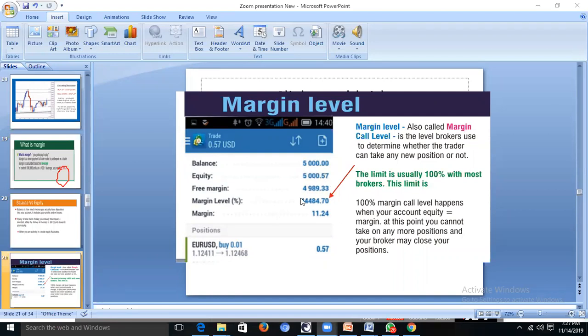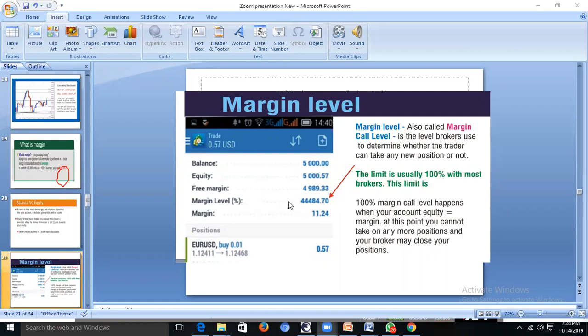But if you are losing, your equity too will be reducing. Free margin is actually the amount you still have to take a position. Free margin. Margin level percentage.